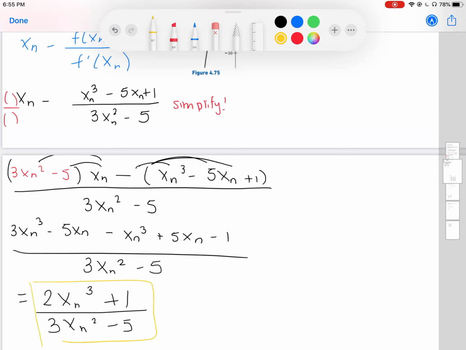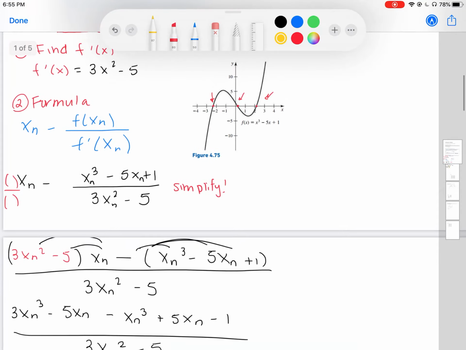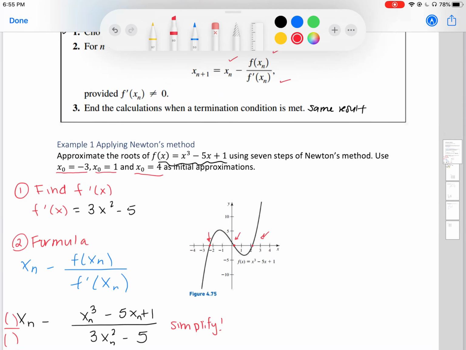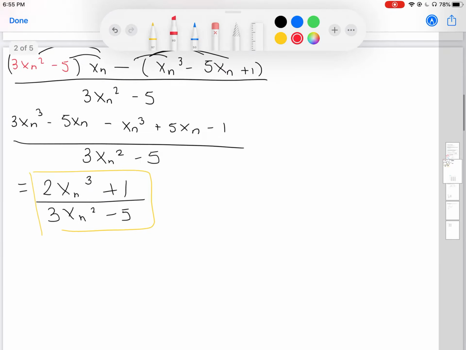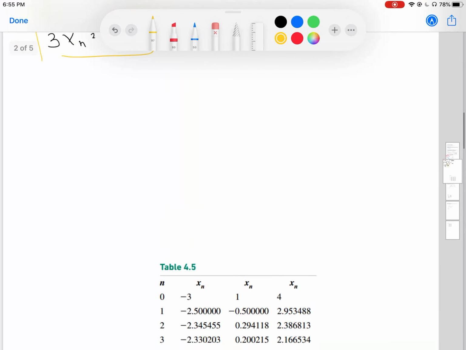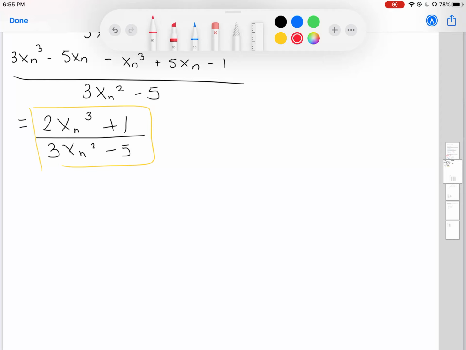Now, what is Newton's method? We're going to evaluate for a value each time. Now, according to our question, it wants us to start off with negative 3. Let's go ahead and start off with negative 3. So let's go ahead and evaluate for negative 3. So I have 2 times negative 3 cubed plus 1 divided by 3 times negative 3 squared minus 5.